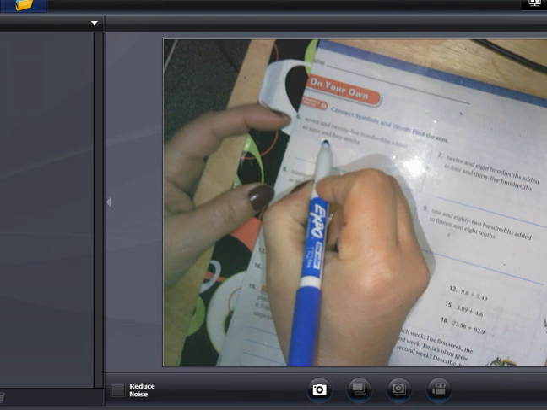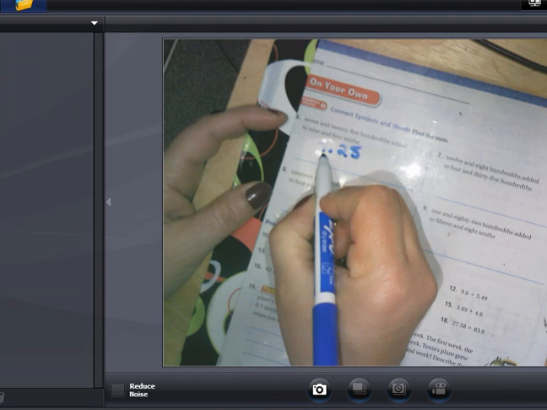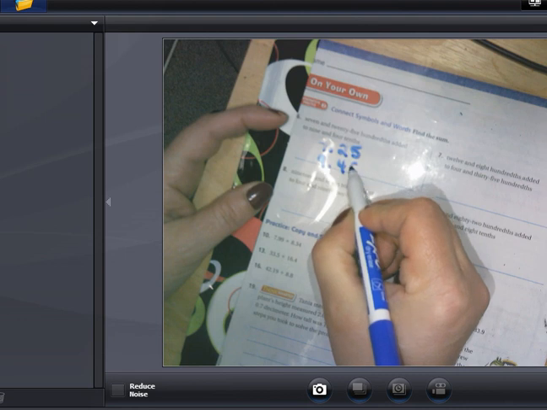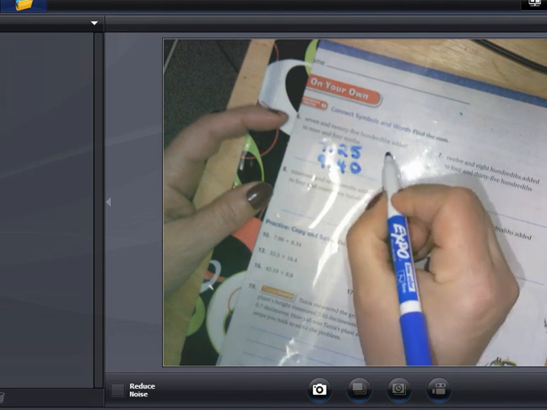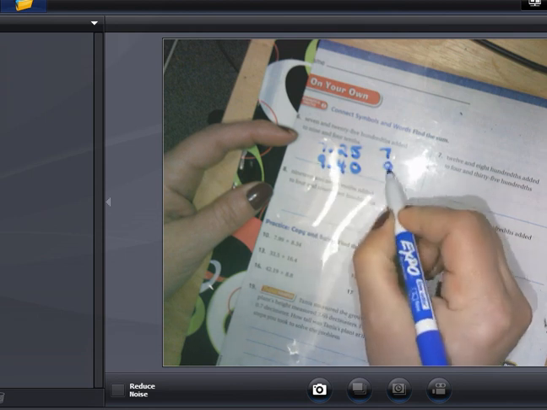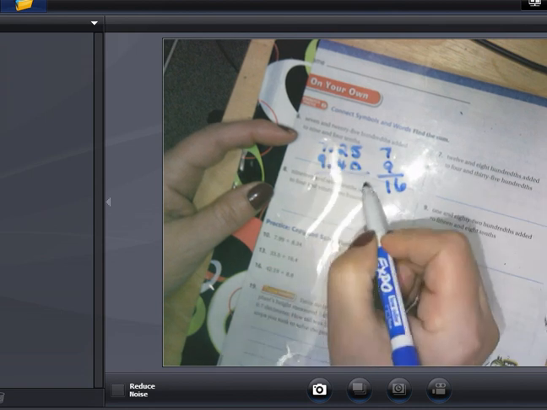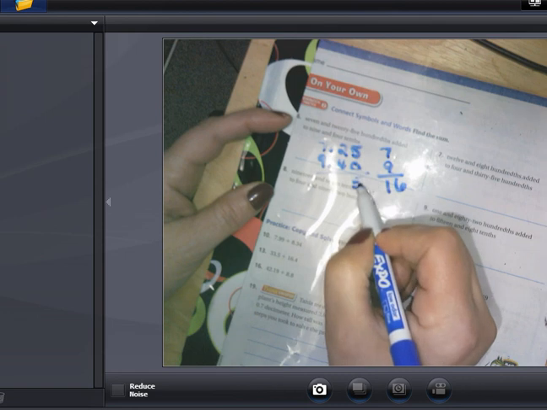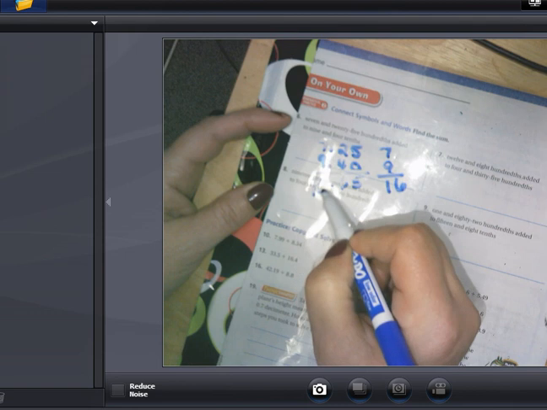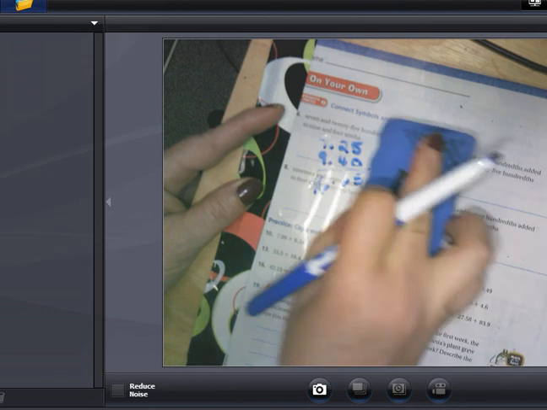It says 7 and 25 hundredths added to 9 and 4 tenths. Well, there's nothing in the hundredths place, so I'm going to add a 0. I'm going to quickly estimate on the side. The 2 tells the 7 to stay the same. The 4 tells the 9 to stay the same. I add those together and I get 16. So I know my answer is going to be close to 16. 5 plus 0 is 5, and then 16 and 65 hundredths. Close. So that's what you'll have in that box.